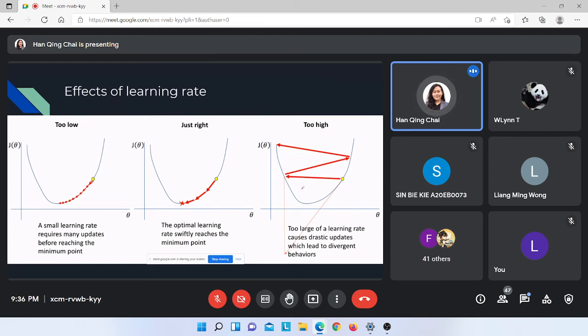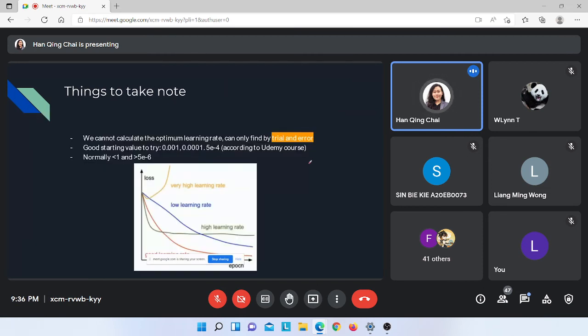But if the learning rate, this alpha, is too high, it actually doesn't even learn. It just drastically updates and leads to something called divergent behavior. It doesn't even come here or close to here. It just goes crazy everywhere. So these are some of the effects of learning rate.